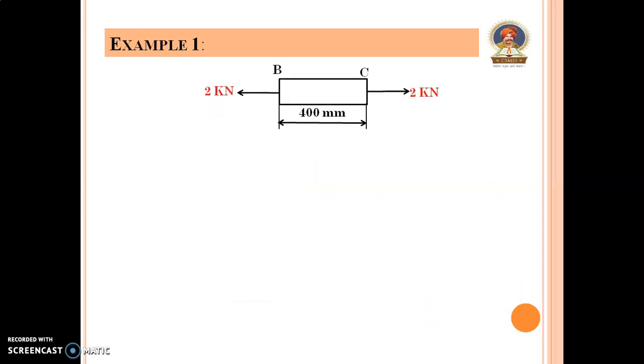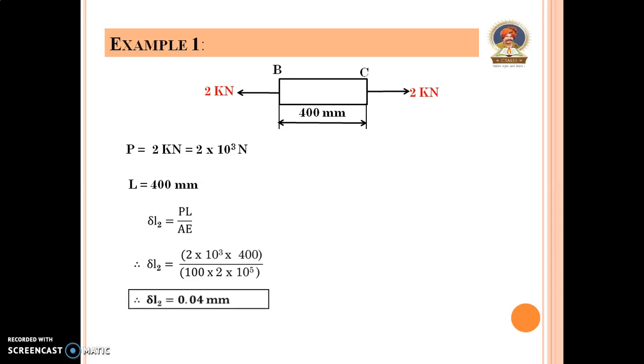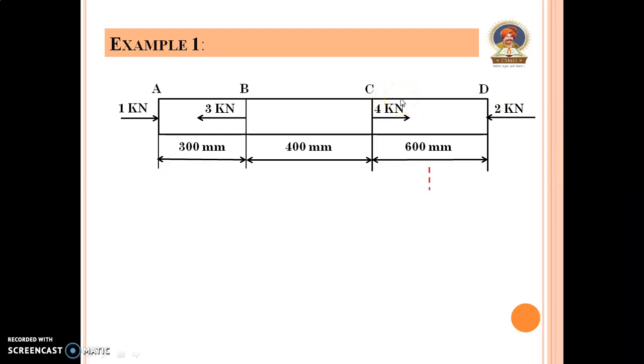So here once again we have drawn the diagram. P is equal to 2 kilonewton, that is 2 into 10 raised to 3 Newton. Length 400 mm. Here once again delta L2 is equal to PL upon AE. So put the value of P 2 into 10 raised to 3, value of L that is 400 upon 100 into 2 into 10 raised to 5. So we are getting delta L2 is equal to 0.04 mm.